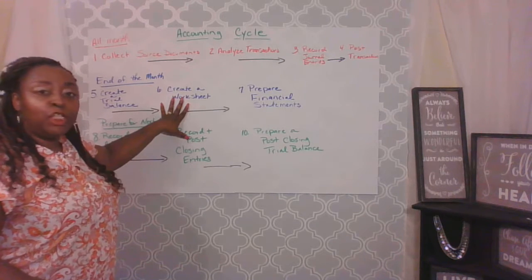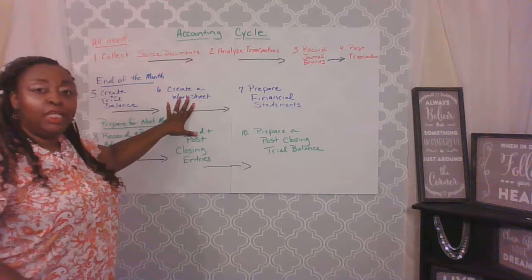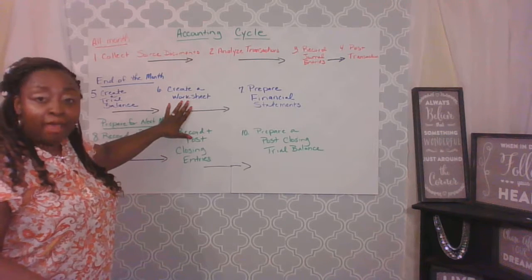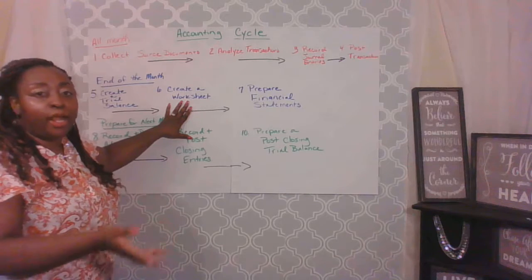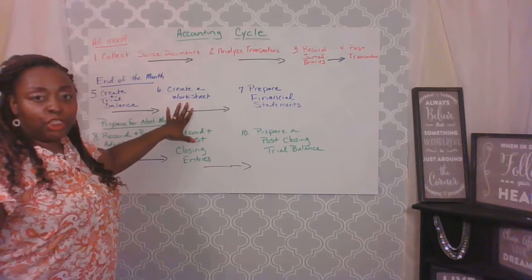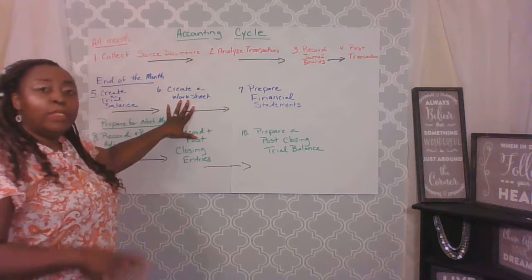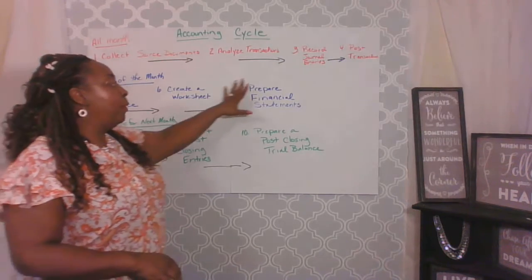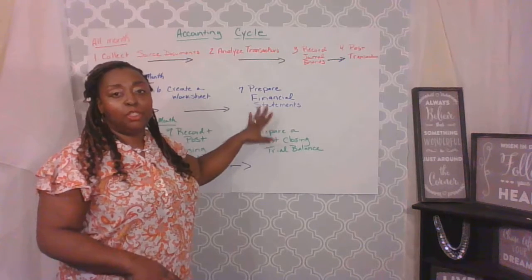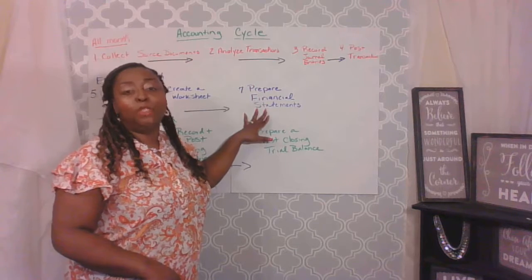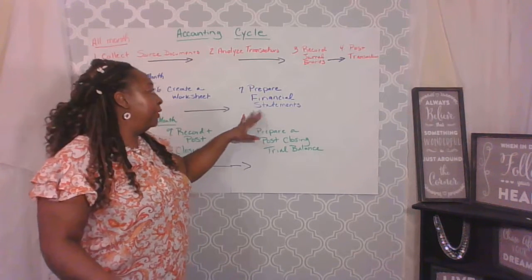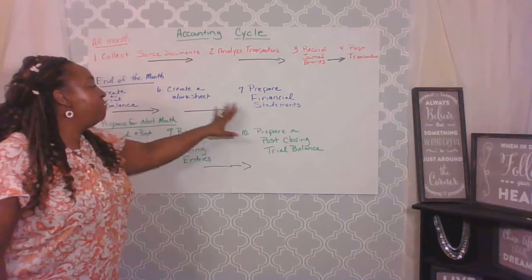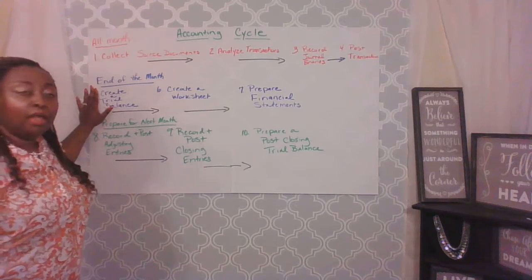Once we've created a worksheet, and I teach my students that a worksheet is a rough draft for the financial statements, we do all our thinking and work out all the problems in the worksheet. Once this is correct, we take the information from the worksheet and we prepare the financial statements, the reports that management will read in order to make decisions about the company. So steps 5, 6, and 7 happen at the end of the month.